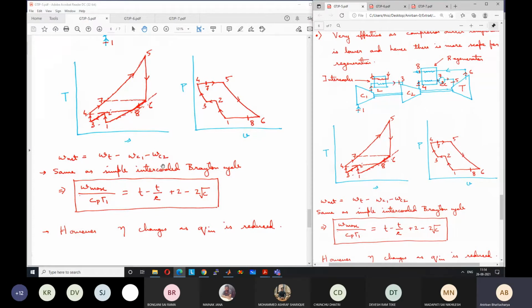This is the same as the simple intercooled cycle because the compressor work inputs are the same and the turbine work output is also the same. There is no change that is occurring. That we should have already known because we have seen previously that regeneration does not change the work output. Regeneration only changes the heat addition and as a result increases the efficiency. It does not have any effect on work output.